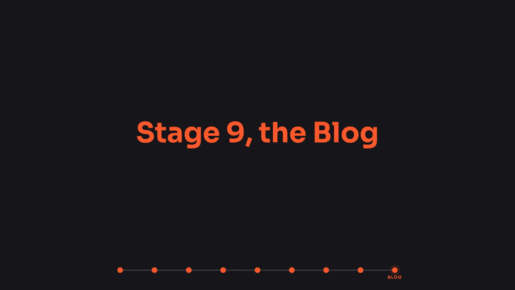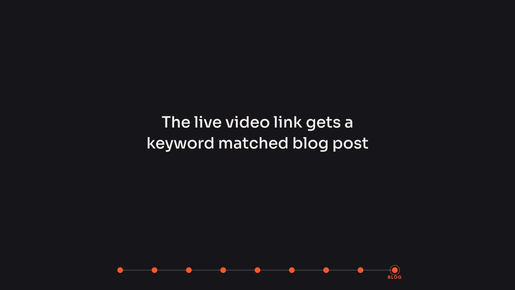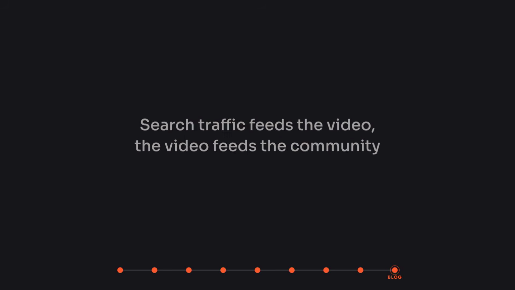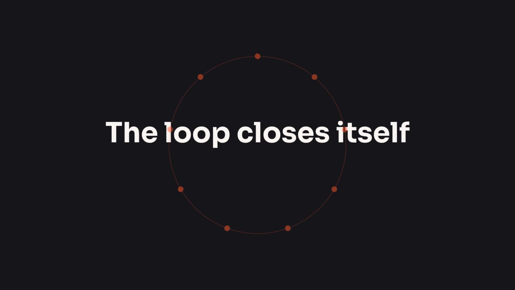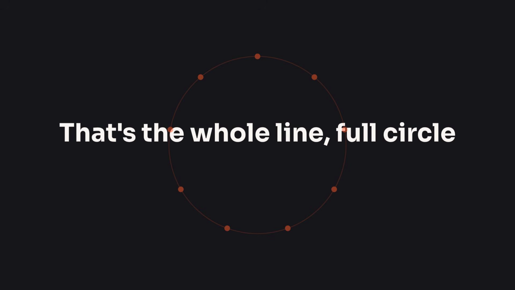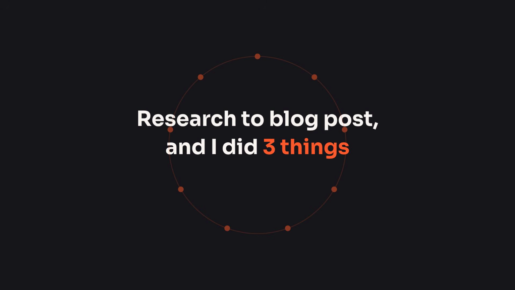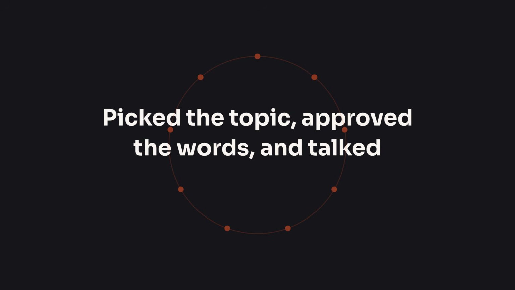Stage 9, the blog. The live video link gets a keyword match to a blog post. Search traffic feeds the video, and the video feeds the community. The loop closes itself. That's the whole line, full circle. Research the blog post, and I did 3 things. Pick the topic, approved the words, and talked.